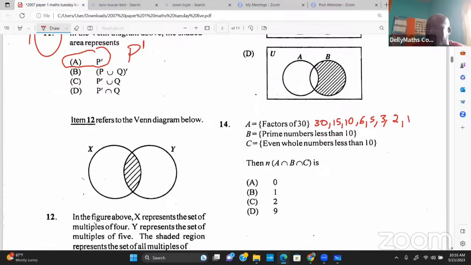Prime numbers less than 10. The first prime number will be a 2. Then we have a 3, then a 5, and a 7. So those are the prime numbers. Remember, prime numbers only have 2 factors, one and itself. And lastly, even numbers less than 10: 2, 4, 6, 8. So we're looking for an idea that is involved in all. And you're noticing that number 2 is the only idea that is in all. So we're talking about A intersect B, and it still intersects C. What is common for all 3 sets? And that is number 2.